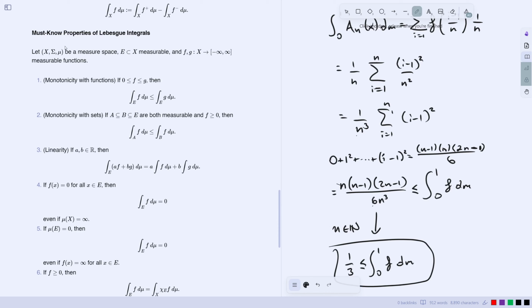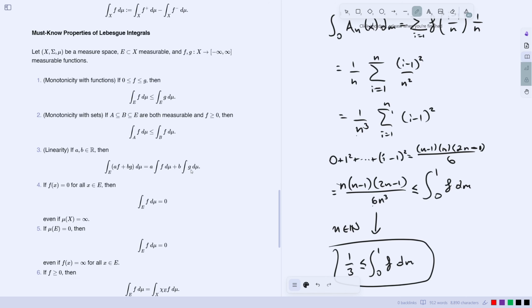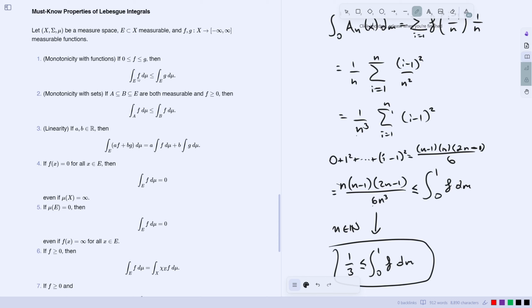Given a measure space, we're going to let E be a subset of X. We're going to let it be a measurable set, so E is an element of sigma, and f and g are just measurable functions defined on X, positive or negative, because we've now defined the Lebesgue integral with respect to a measure for general measurable functions. First of all, it's monotone. If f is less than or equal to g, then obviously its integral with respect to the measure mu should be less than the integral of g with respect to the measure mu. These are all things you can prove. This would actually make a great exercise, especially if you're new to this. These things follow from the definitions.